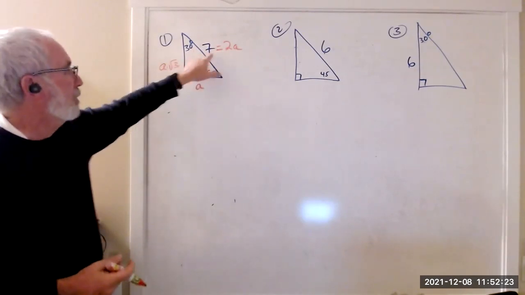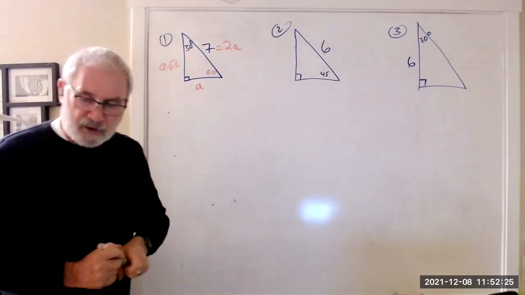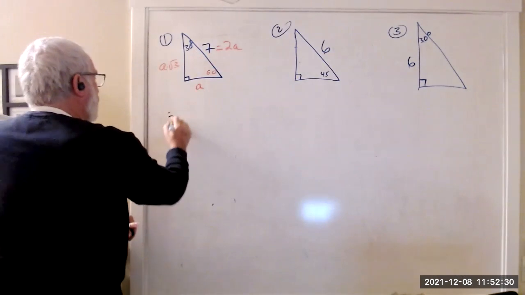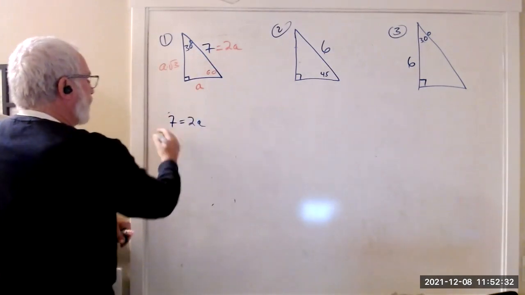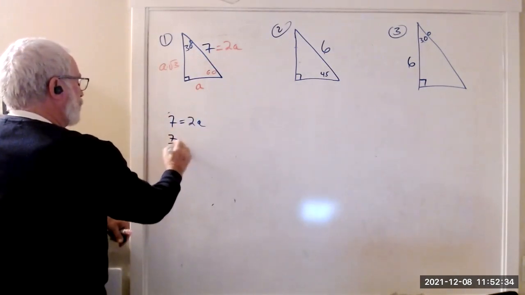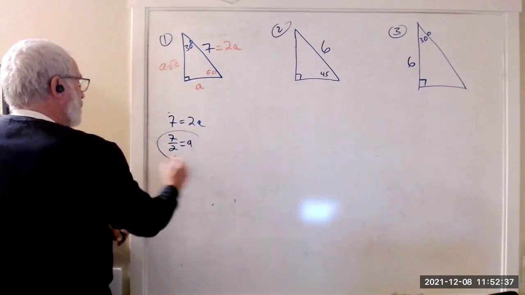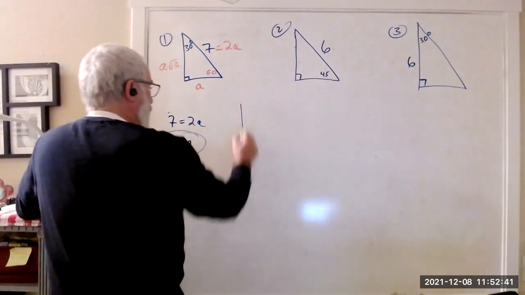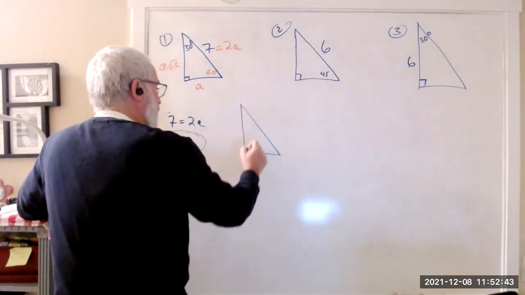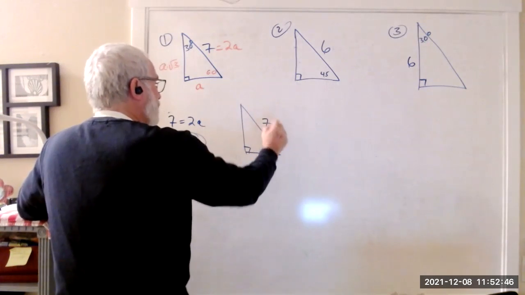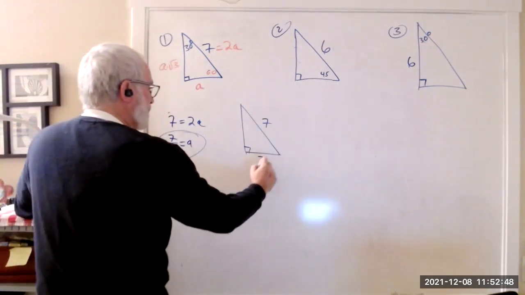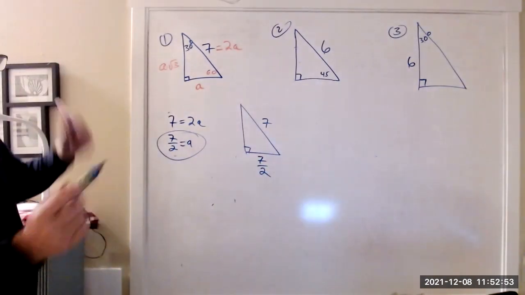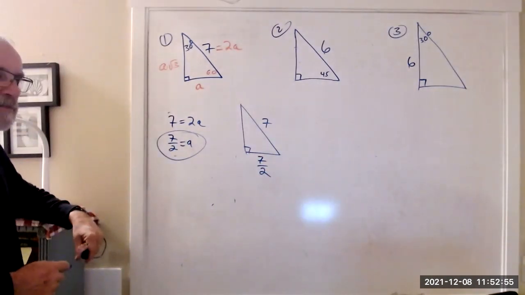All right, well, look at that. That gives us an equation to solve. If 7 has to equal 2A, divide, then 7 over 2 is worth A. So let's draw this triangle again, just so you can see it. This was 7. This has to be 7 divided by 2. And if you said 3.5, I don't care. They're all the same. I'm happy with that.